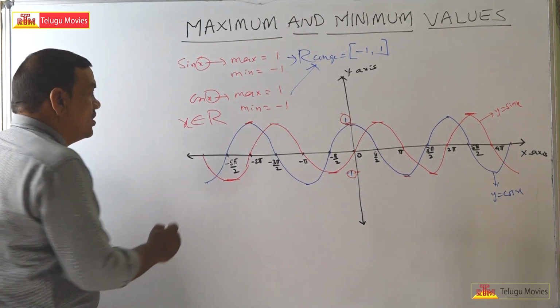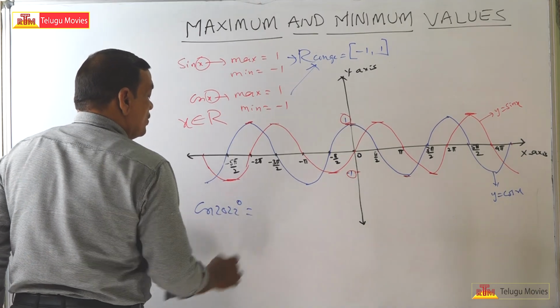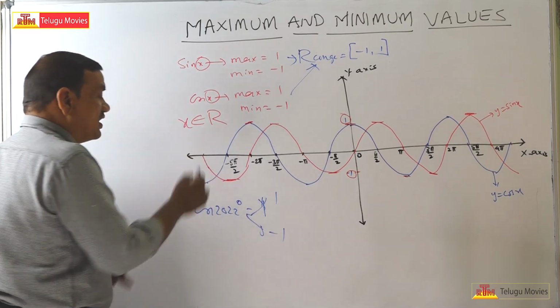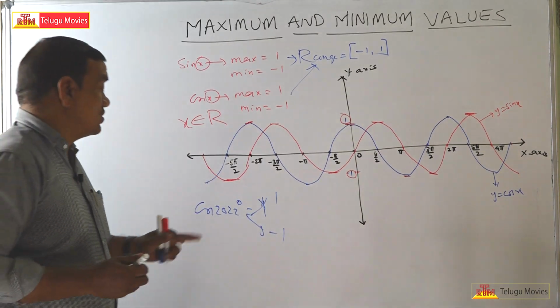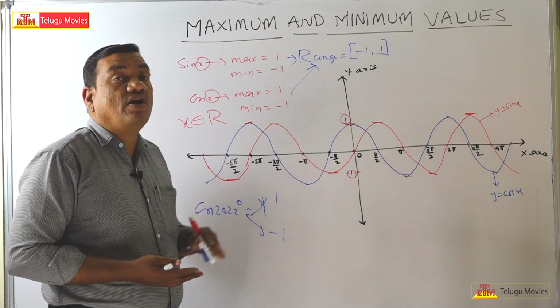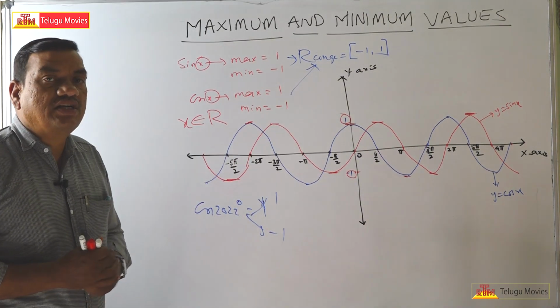For example, cos of 2022 degrees: its maximum value is 1 and the minimum value is minus 1, whatever that may be. The value of cos of 2022 degrees fluctuates between 1 and minus 1. I hope that you understand this concept.